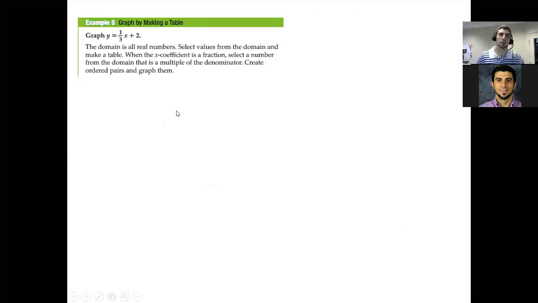All right. So this one, we're going to graph by making a table. So graph y equals 1/3 x plus 2. The domain is all real numbers. That means you can use any number you want. So we're going to select values from the domain and make a table.